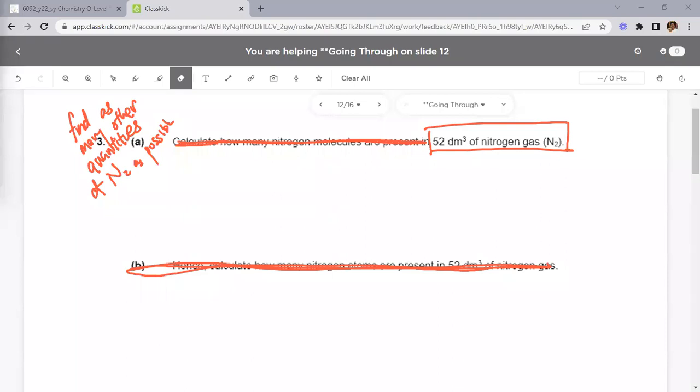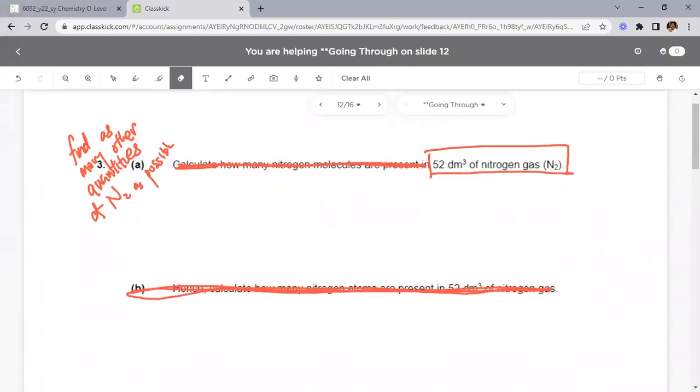We are struggling thinking what other quantities of N2. What do I mean by that? I have quite a number of you who are asking me. So maybe just to give you an example, I'll use this as an example. What I have so far is 52 dm3 of nitrogen gas. So this is the volume of N2. Now the question is, from the volume of N2, what are the other things I can get?